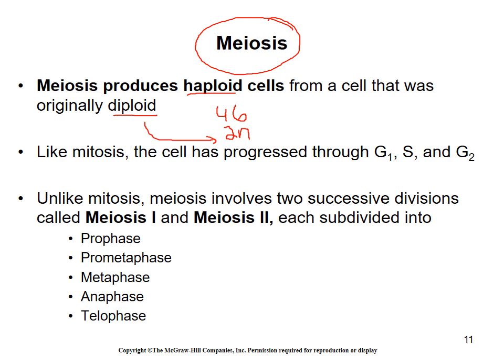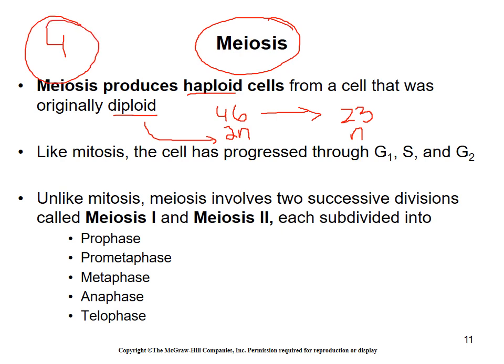So if you want to reduce that number to 23, or haploid, meaning you only carry 1 copy, then you're going to have to do meiosis. Meiosis is going to allow us to reduce our genetic material, and it's going to allow us to produce 4 daughter cells, not 2.